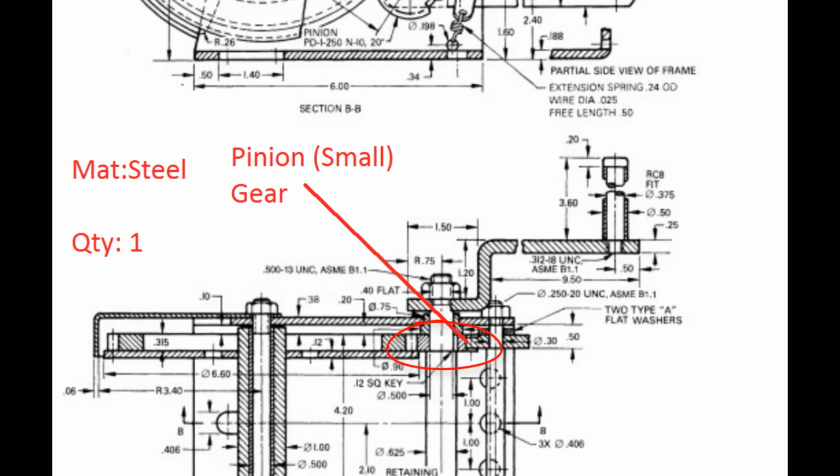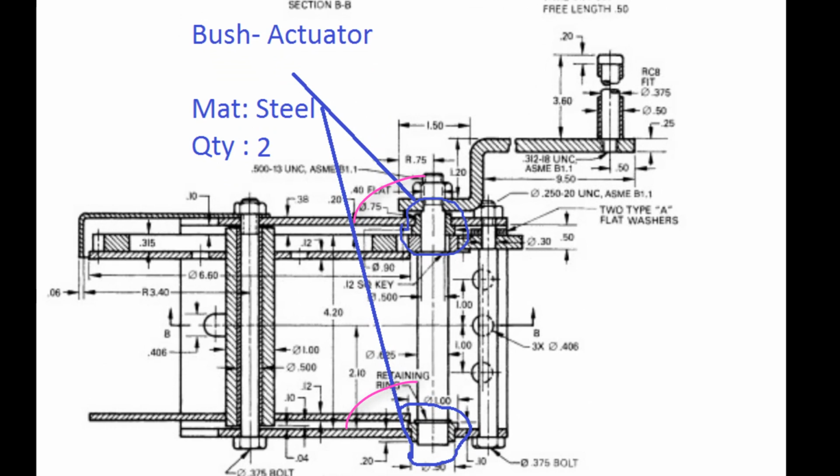Seventh assembly component is a pinion gear. Its material is steel and its quantity is 1. In a geared drivetrain, we name the small gear a pinion. Eighth component in our assembly is the actuator bush. We have two quantities and their material is steel.